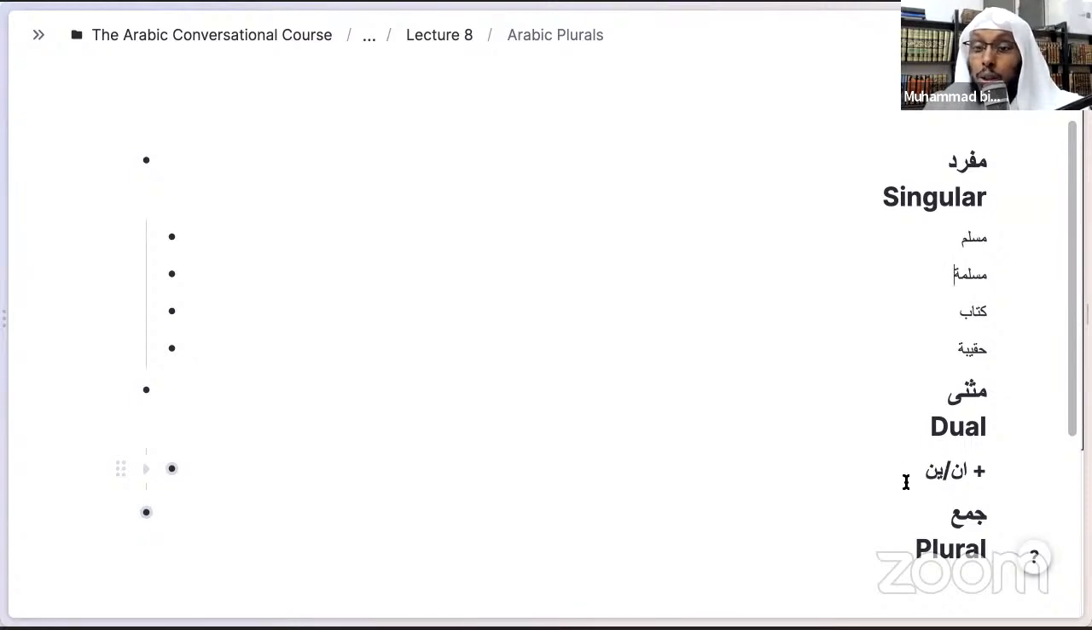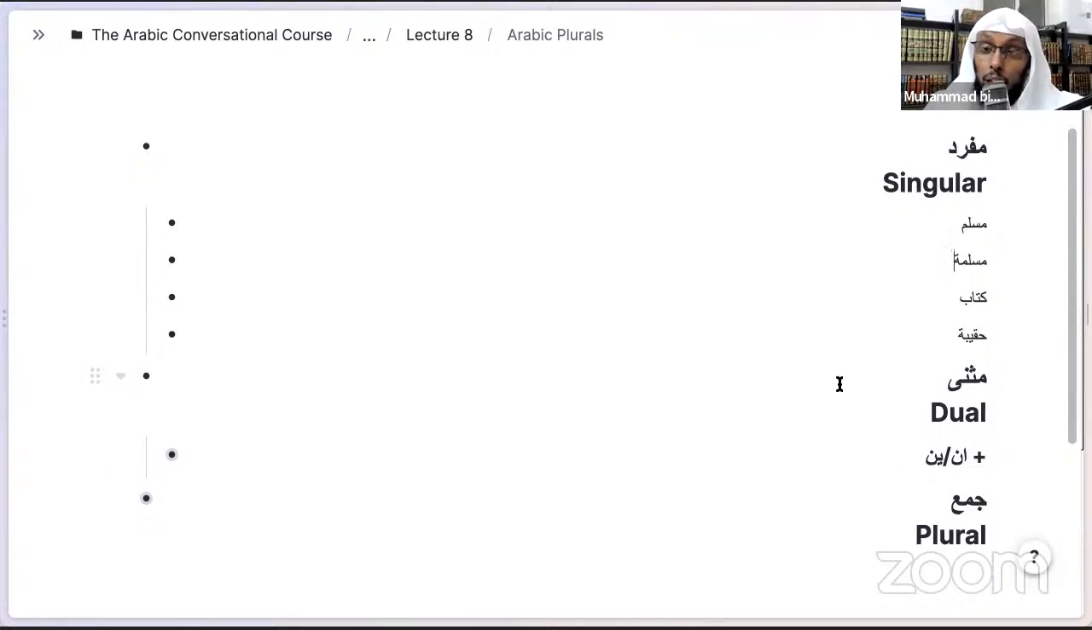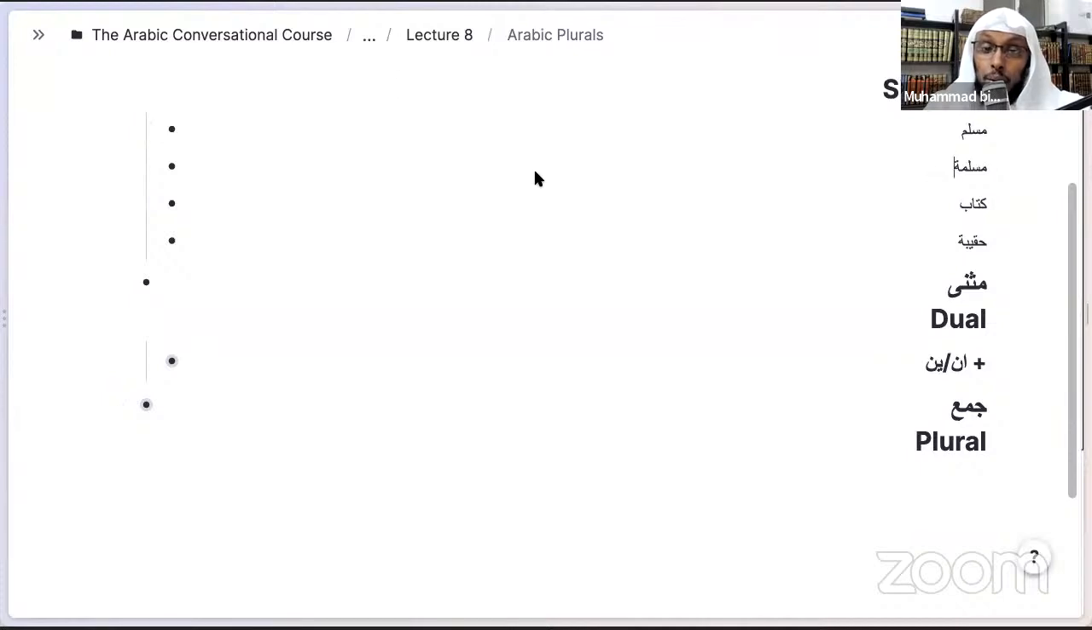But for now, what you need to know is how do you know if something is two: if the same word has an added alif and noon or a ya and noon. واضح?